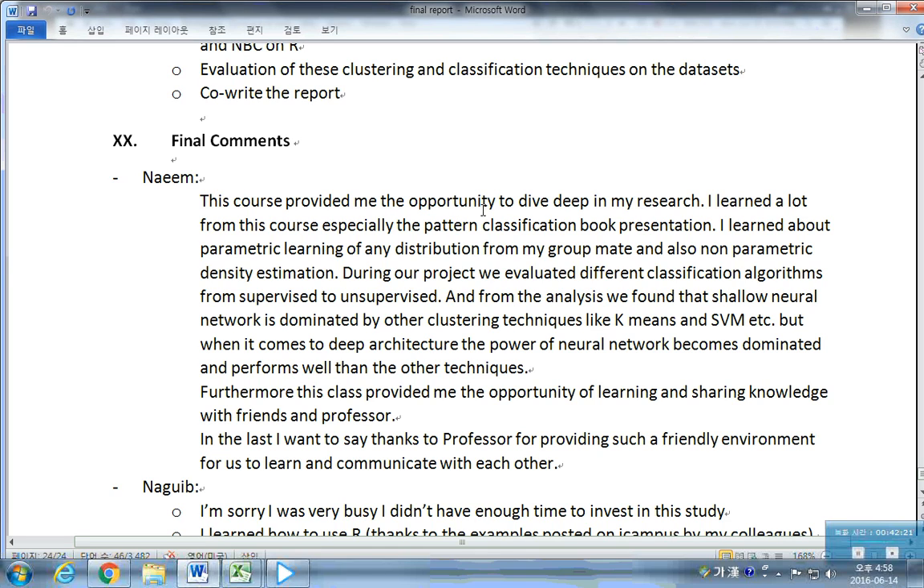Second, regarding the project, we also tested our unsupervised one-layer perceptron, and we noticed that the result is not good as compared to K-means and also to the SVM. One reason for this is what Naguib discussed. Maybe we used just one layer perceptron. So if we increase the number of layers, we can get better results than K-means and other techniques like SVM.